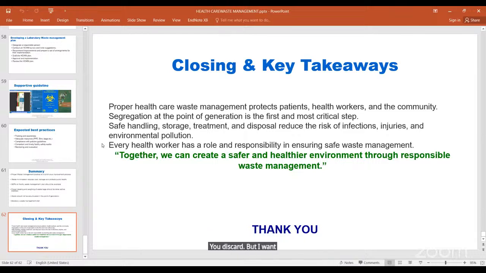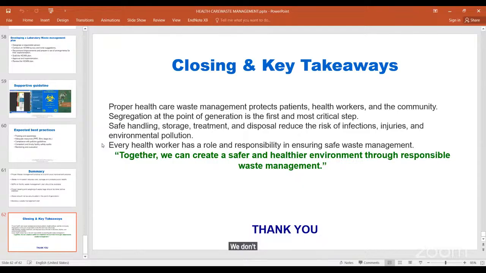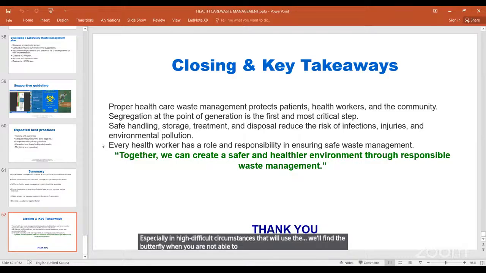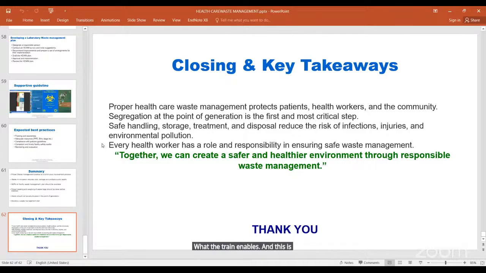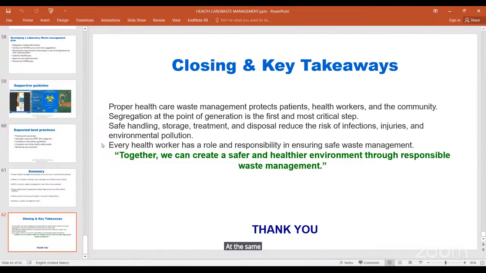But I want to say that in all laboratories, especially when you have a working procurement system, we don't even expect to find needles and syringes in the lab, except in difficult circumstances where we use the butterfly when you are not able to get a vein with the Vacutainer needles. This is being raised to avoid the risk to the healthcare worker, and at the same time for waste management. So I think I'll be able to handle it that way. Thank you, Celine.